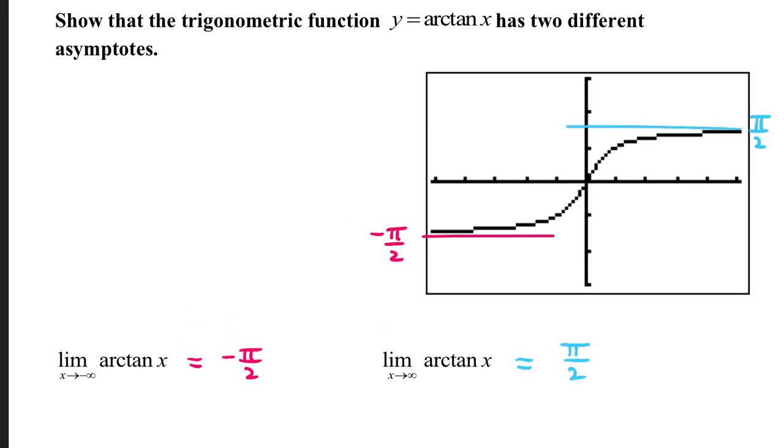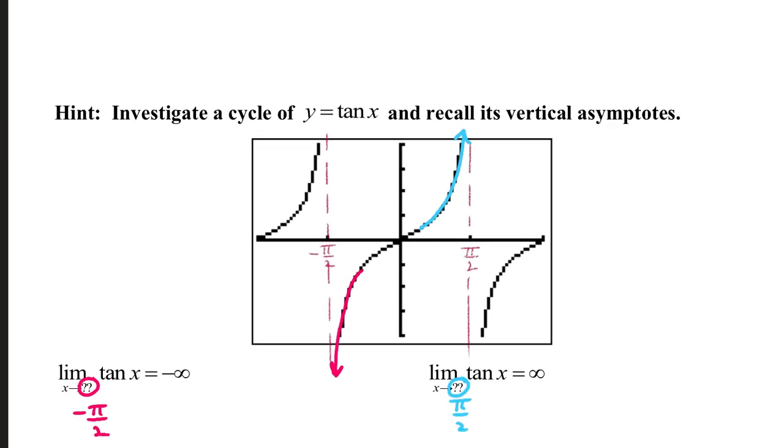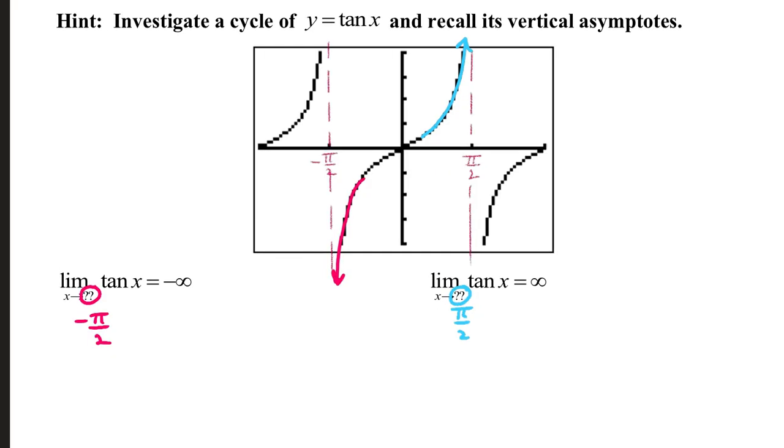Show that the trigonometric function y equals arctangent of x has two different asymptotes. First, we need to recall what the graph of arctangent x looks like. I'm going to scroll to the bottom, and if you didn't have a graphing calculator, but you did have some memories of your trig class, you can investigate a cycle of the tangent graph, y equals tangent of x, and recall its vertical asymptotes.